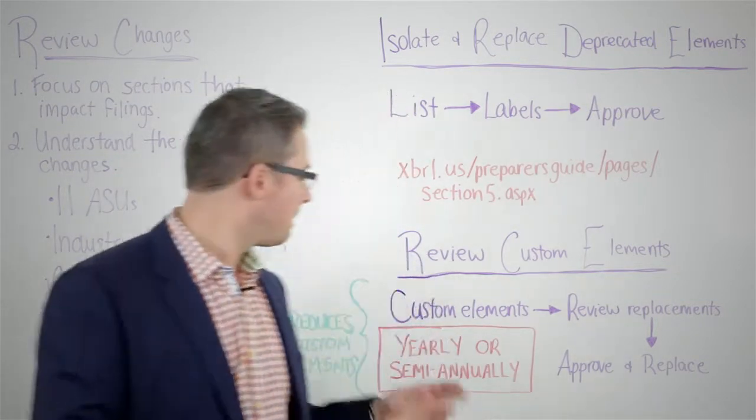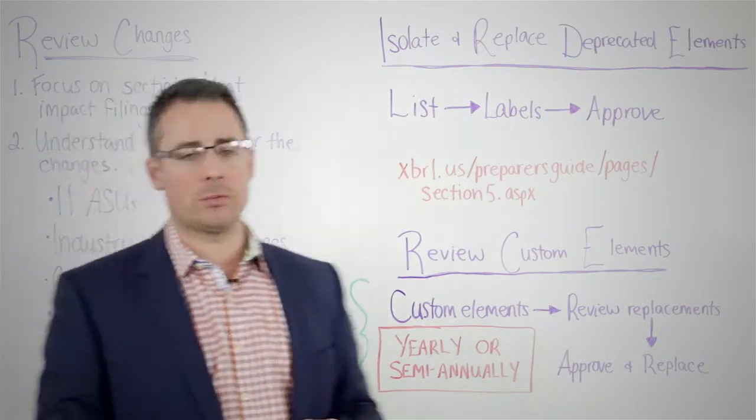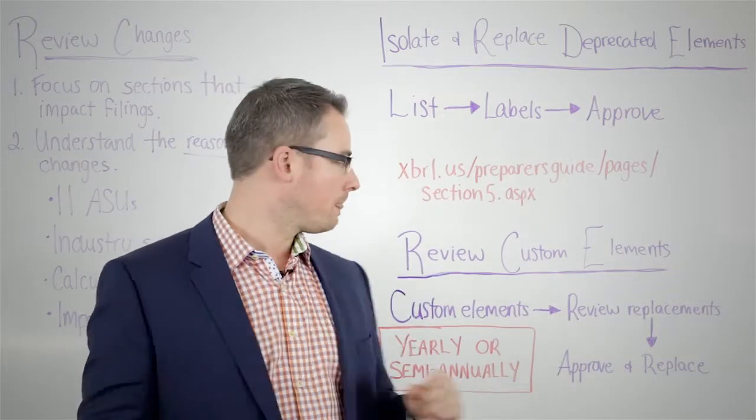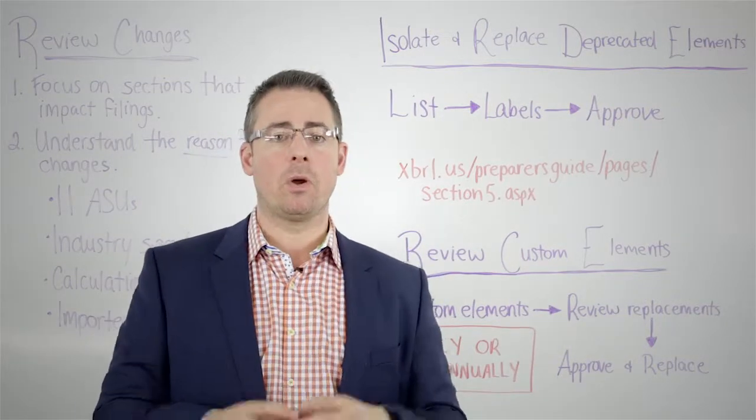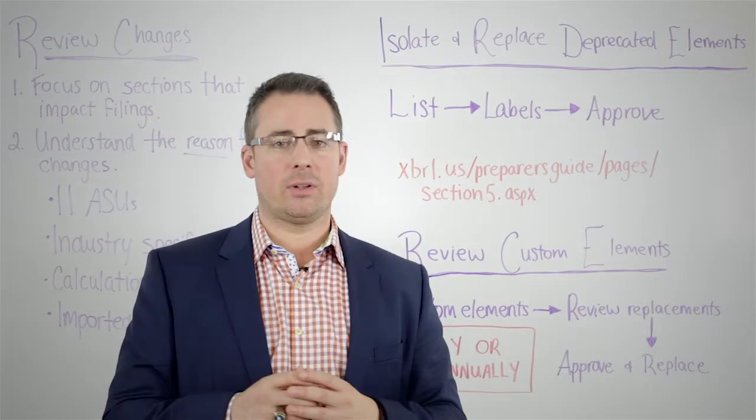Finally, to wrap it up, review your custom elements. Pull a listing of custom elements from your current taxonomy. Review and replace them from the new UGT. Get approvals and replace and update your tagging.